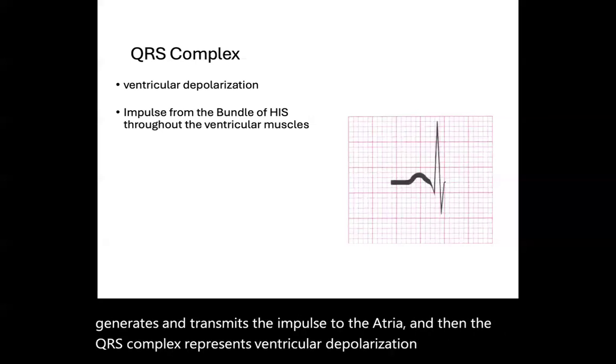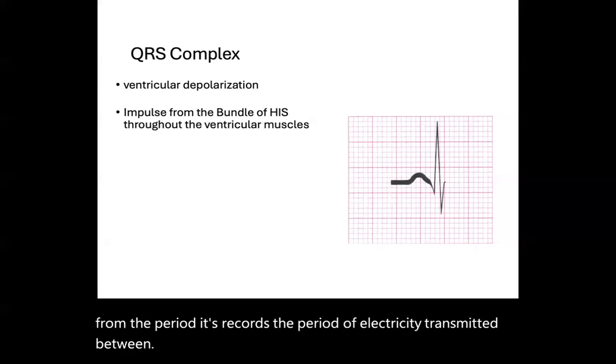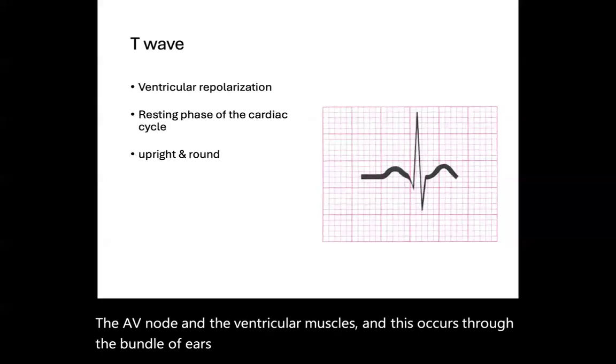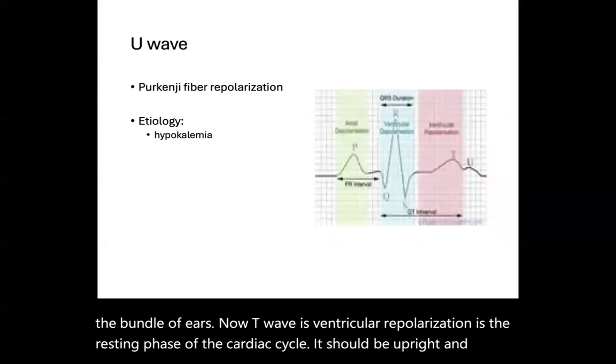So it records the period of electricity transmitted between the AV node and the ventricular muscles, and this occurs through the bundle of His. Now, the T wave is ventricular repolarization, the resting phase of the cardiac cycle. It should be upright and round.